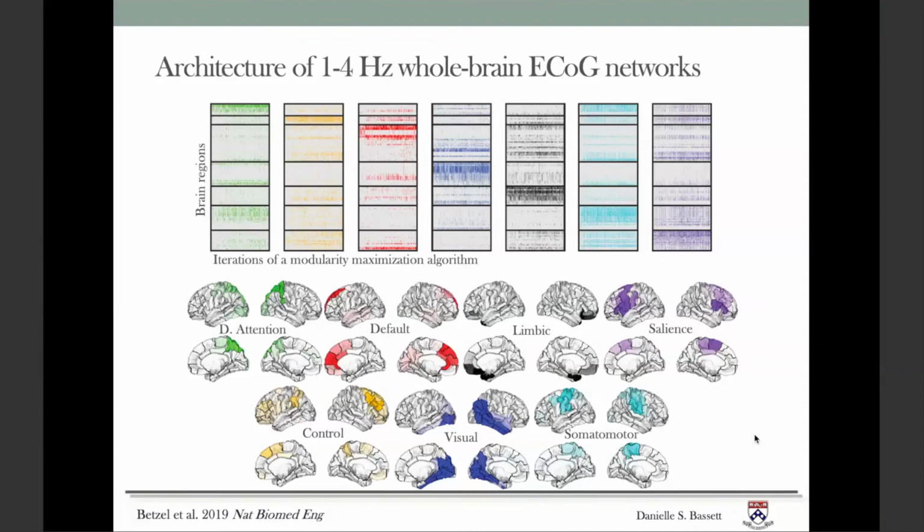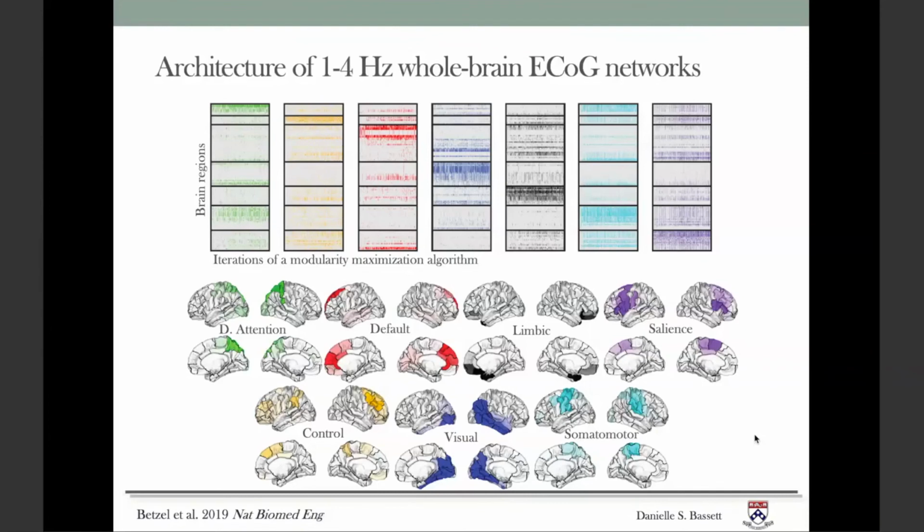And what you can see is that these regions in this cluster from 1 to 4 hertz whole brain ECoG networks look very similar to the dorsal attention system that we would have seen in BOLD fMRI data. Here is a similar cluster in red that, when you map it onto the brain, looks very reminiscent of the default mode system. Here's one that is very similar to the limbic system, the salience, the frontal parietal cognitive control, the visual system, and then the somatomotor system.